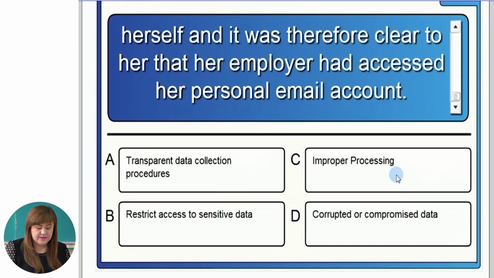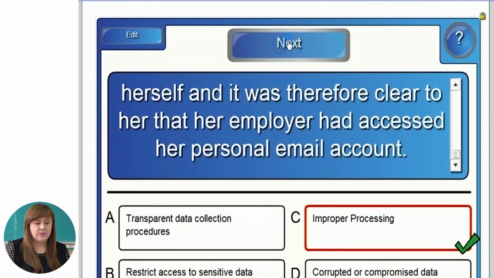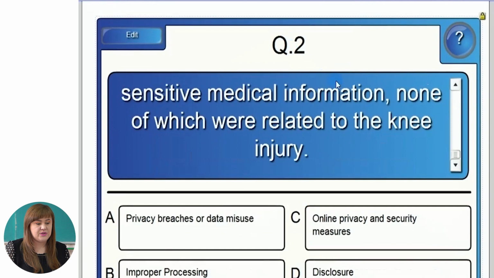The possible variants are A. Transparent data collection procedures, B. Restricted access to sensitive data, C. Improper processing, D. Corrupted or compromised data. And the correct answer is C. Improper processing. Very well, let's go to the question number 2.